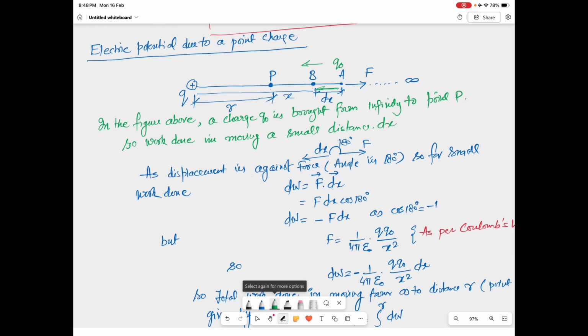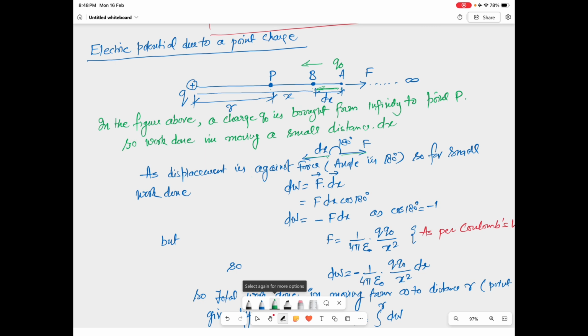So here I have drawn dx in this direction, force is acting in this direction. There is an angle of 180 degrees. They are out of phase. So dx is in the negative x direction whereas force is acting in the positive x direction. As the displacement is against the force, the work done will be given by dW is F dot dx.